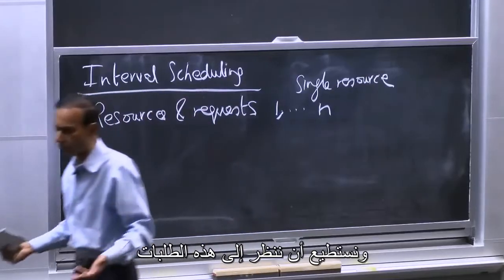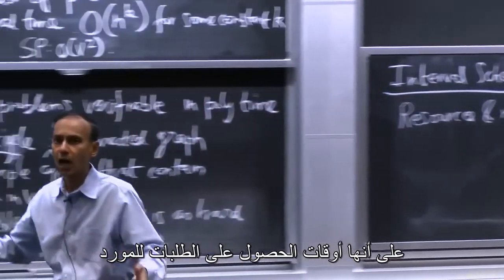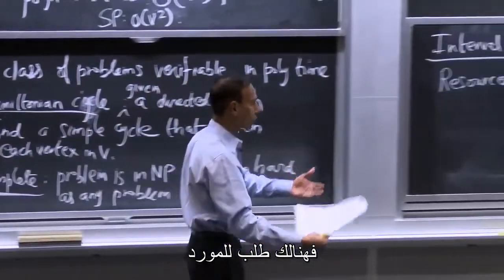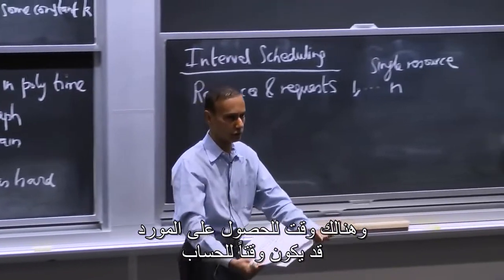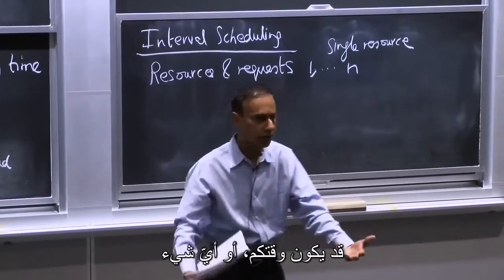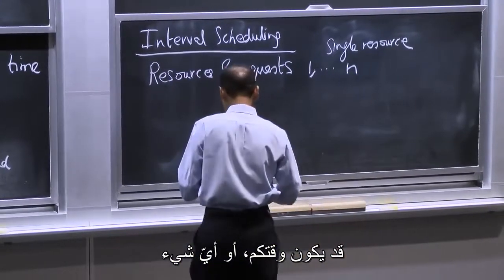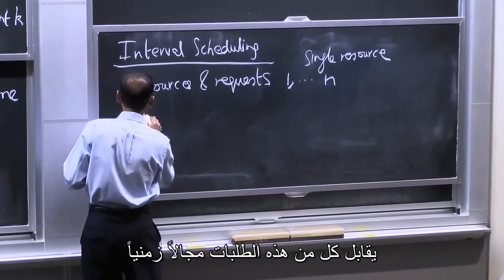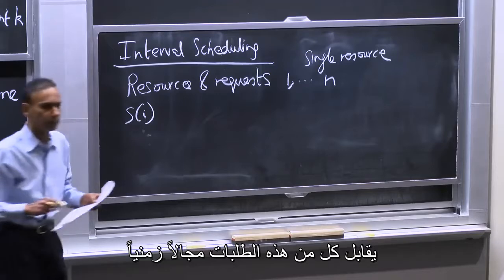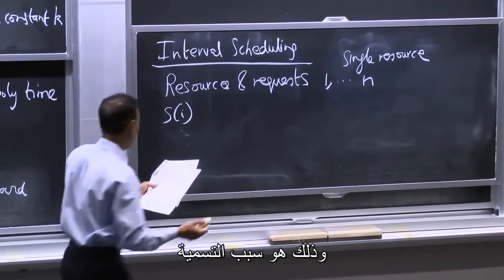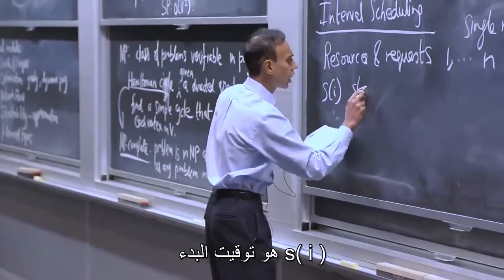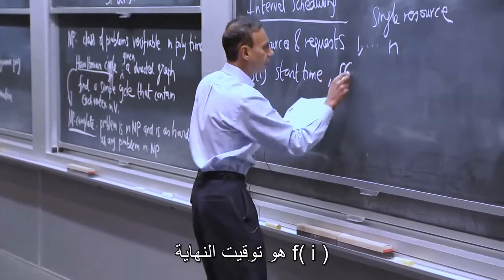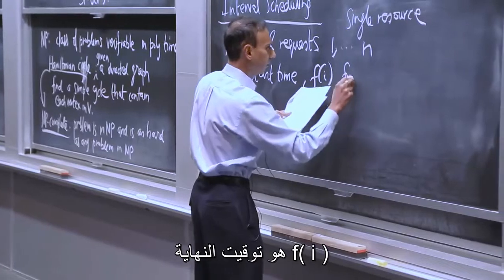And we can think of these requests as requiring time corresponding to the resource. So the request is for the resource, and you want time on the resource. Maybe it's computation time, maybe it's your time. It could be anything. Each of these requests corresponds to an interval of time, and that's where the name comes from. s_i is the start time. f_i is the finish time.